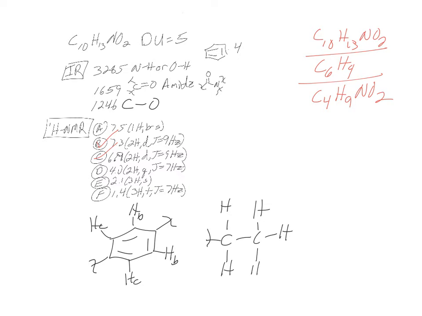Right? And they're coupled to each other, so I know they're 3 bonds away. So the 2H, we have that label as D, and then CH3 as F. So we can check off F and D. So subtract that from our formula. So that's going to be minus C2H5. So C2H4NO2 is what we have left over.